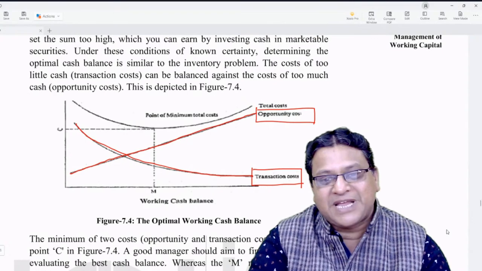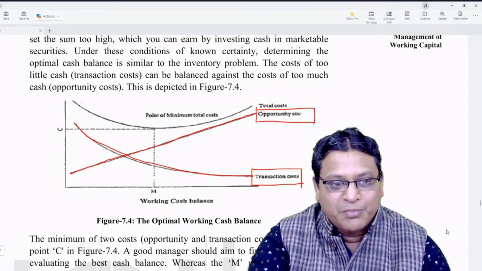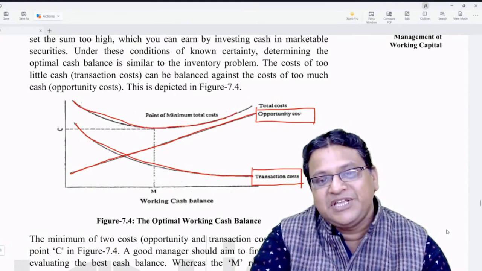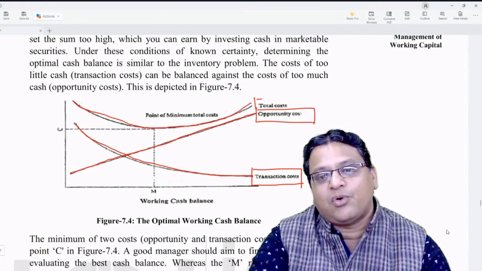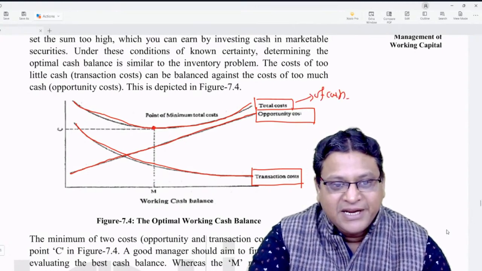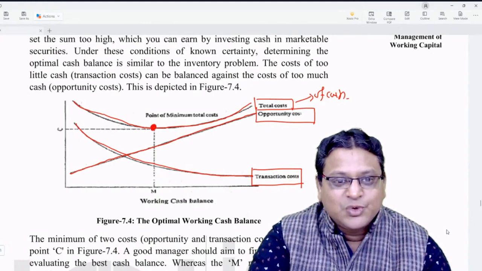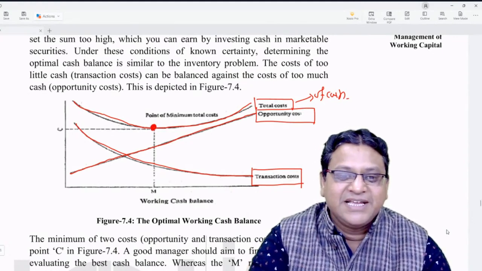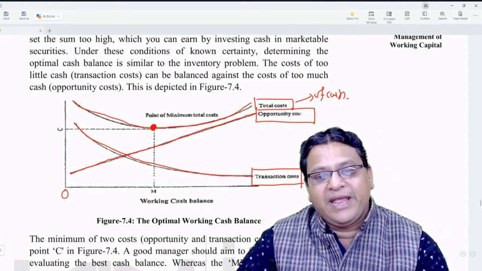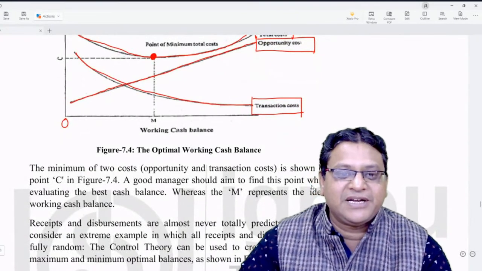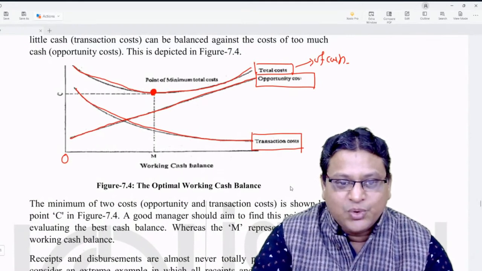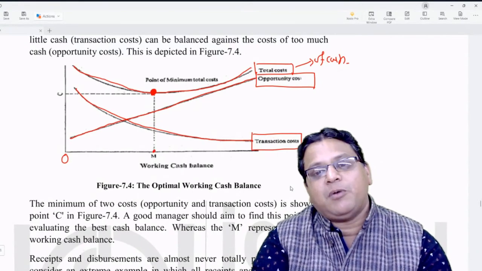So the total cost of cash is equal to transaction cost plus opportunity cost. Hence the total cost curve is a U-shaped curve. This is the total cost of cash. And a business should maintain that level of cash where the total cost of maintaining cash is minimum. Hence in this case, the business should maintain OM level of cash, because at this point the total cost of maintaining cash is minimum.